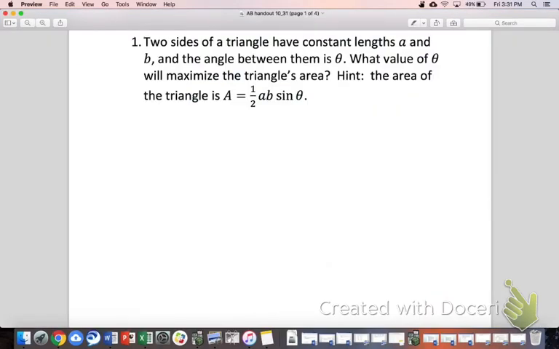All right, so here is the first one. This one says, two sides of a triangle have constant lengths a and b, and the angle between them is theta. What value of theta will maximize the triangle's area? And I'll give you a hint here. The formula we want to use for area is area equals 1/2 times ab times sine of theta.